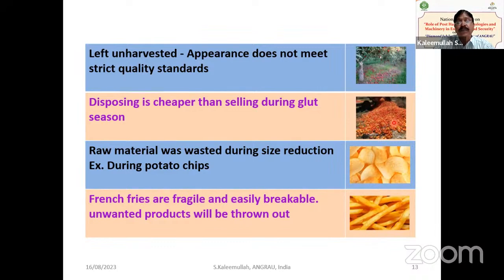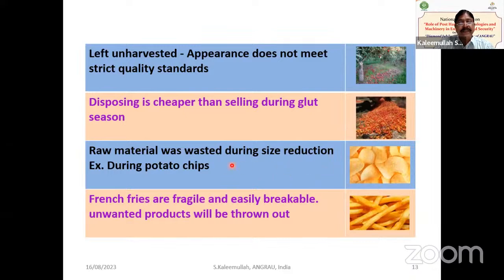And the other one is that disposing is cheaper than selling during the glut season. Especially in the case of tomatoes, we may see all these things. Sometimes the tomato cost is around 200 to 250 per kg, and sometimes it is 1 rupee per kg. When the cost is very low, it is very difficult for the farmers to harvest and market it. Instead, they think it is better to dispose of it because the transportation cost will be very high, and that's why they dispose of it as it is.